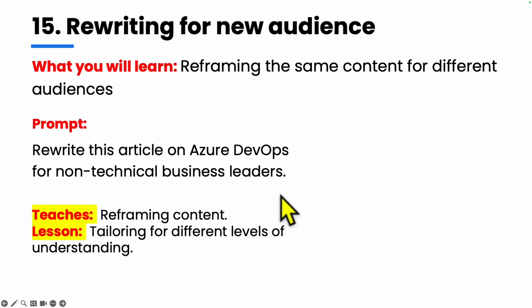Let's go and learn about the next example. Here we are learning about rewriting for a new audience, reframing the same content for a different audience. The prompt here is: rewrite this particular article on Azure DevOps for non-technical business leaders. So you're taking one particular piece of content and modifying it for a specific audience. What we are learning here is reframing or refactoring the content, tailoring it for different levels of understanding. So let's go and try this out.